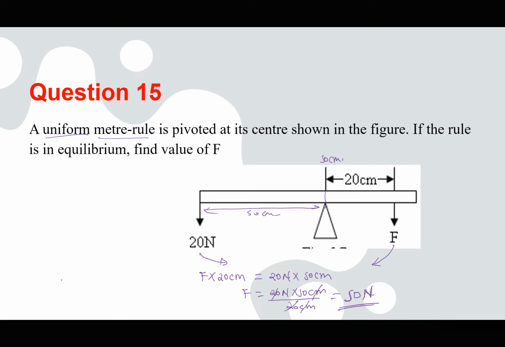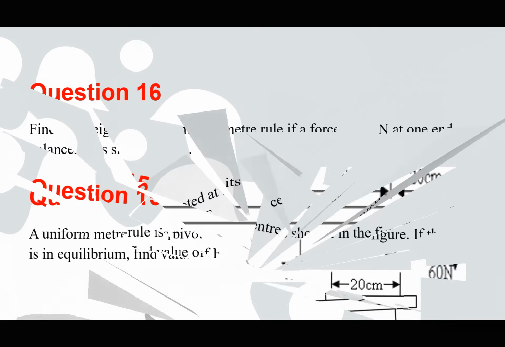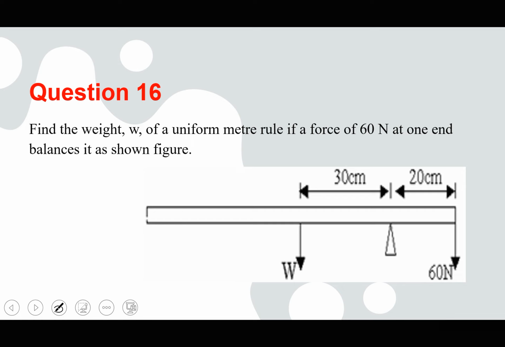F will be 50 newtons as required. Find the weight W of a uniform meter rule, if a force of 60 newtons at one end balances it as shown. It is a meter rule, that is 100 centimeters. So this is at the 50 centimeter mark.